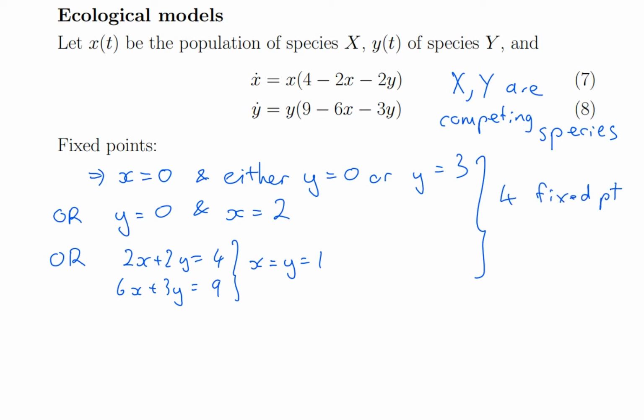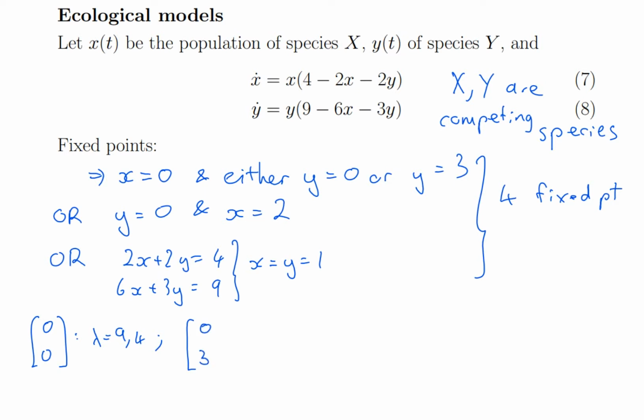So now I could work out the Jacobian, plug in the x and y for each of the fixed points, and work out what type of fixed points I have. I'll just write down the answers here. At fixed point 0, 0, that's where both species are locally extinct, I get lambda equals 9 and 4, so that's an unstable node.